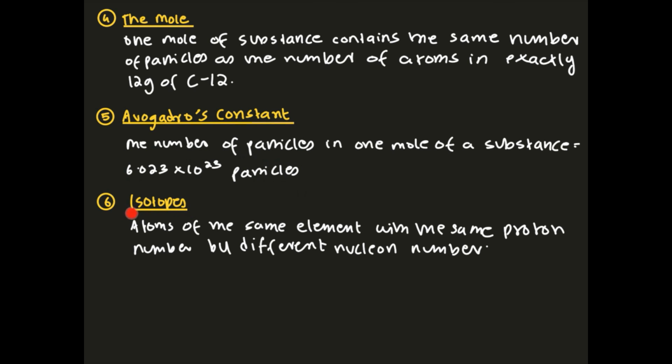And the definition of an isotope is that isotopes are atoms of the same element with the same proton number. That means the same number of protons, however, different nucleon number. This means that the thing that differs is the number of neutrons that are present in the nucleus.